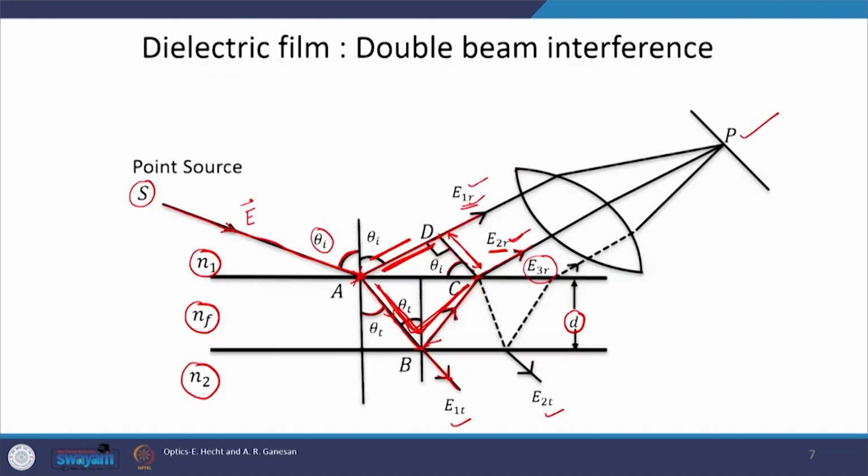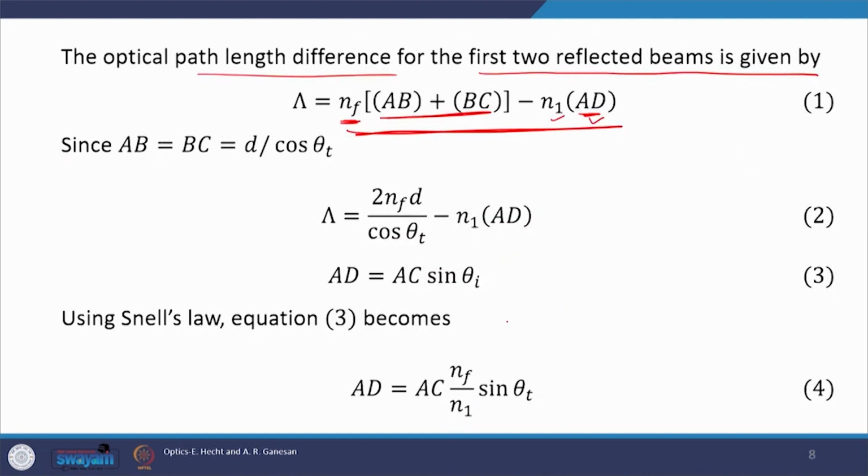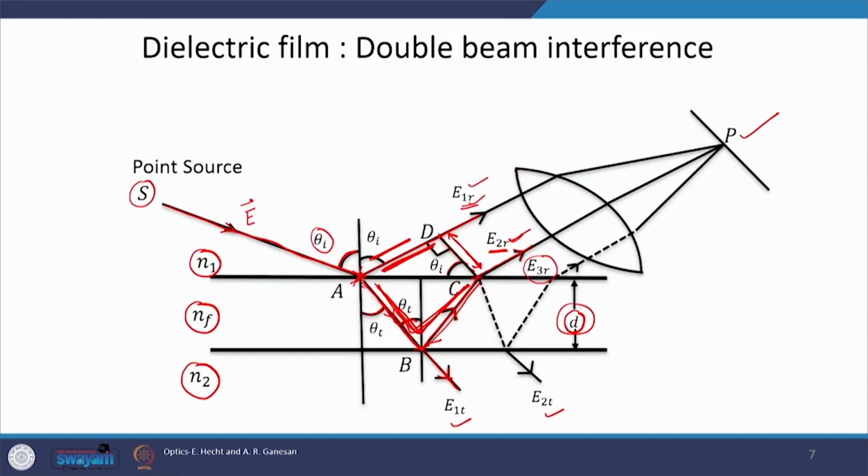Now, from geometry, AB is equal to BC. Since theta t is known and d, the thickness of the film, is known, AB, which is equal to BC, can be calculated using this trigonometrical relation: d by cos theta t. Once the expressions for AB and BC are known, we can substitute them back into equation number 1, and from there we get equation number 2. Now, the unknown quantity in equation number 2 is AD. How to calculate AD? Let us go back to the diagram.